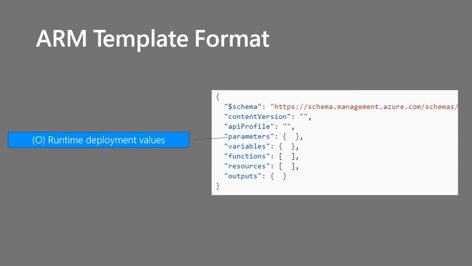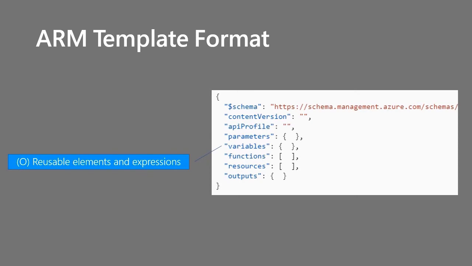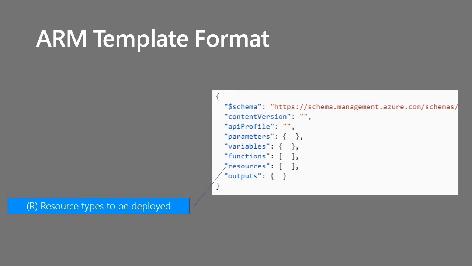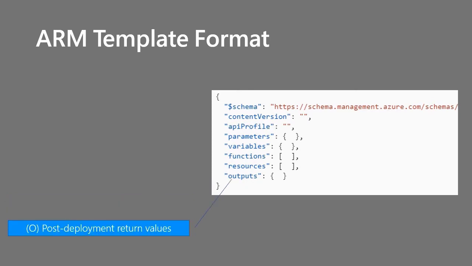Parameters are optional, but extraordinarily useful. These are runtime deployment values that you pass in at deployment. Variables, optional, but also, again, very useful for reusable expressions or just data elements that you're going to plug in to the resources part of your template. Functions is where you can actually store user-defined functions. This can simplify business logic where you can run the function and use its results in the resources part of your template. Resources define all of the resource types that are in the deployment. And lastly, we have outputs, which is optional. This is going to be post-deployment return values that you want to see.